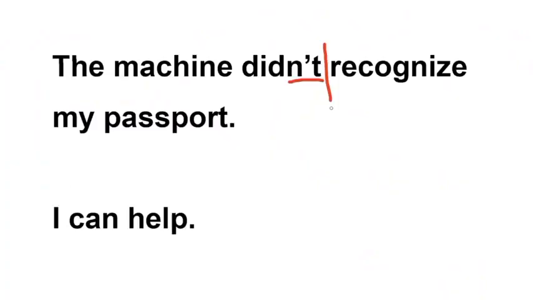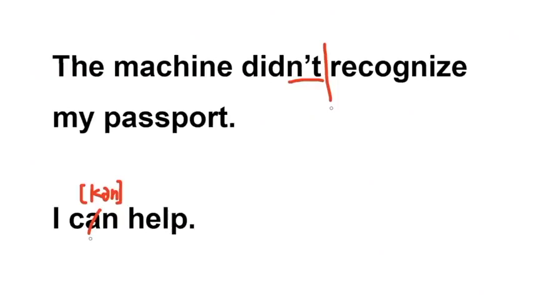Didn't recognize. I can help. Did you notice how the word can was reduced? K, schwa, N sound. So it sounds like there's no vowel. Kin. I can help. This is because can is a helping verb here. It's not the main verb. The main verb is help. Can is usually a helping verb, and in these cases, we do reduce it. I can help.